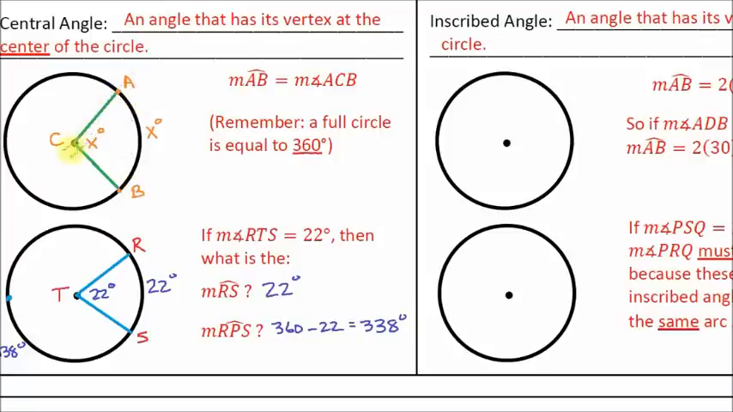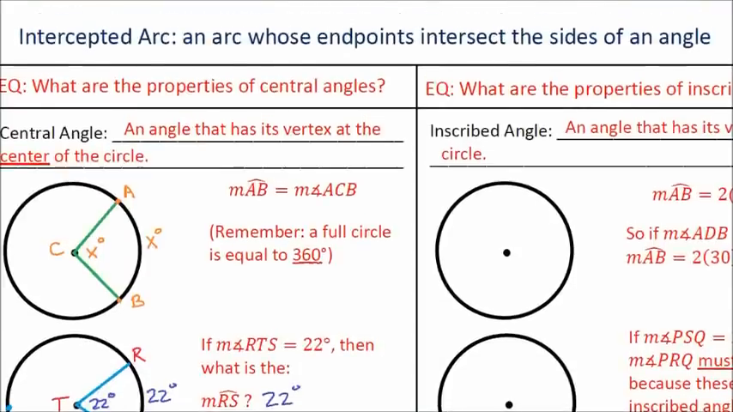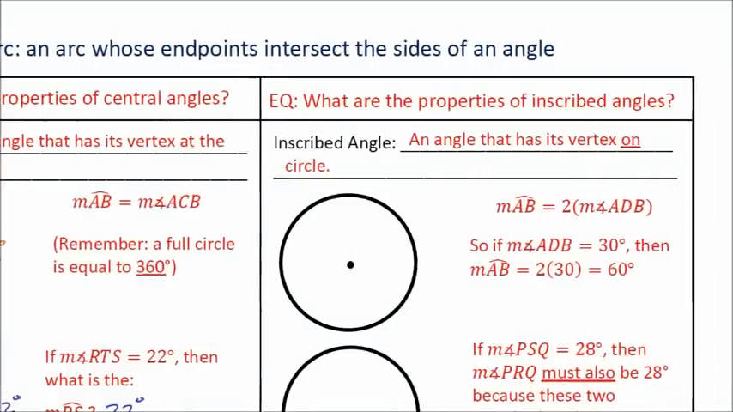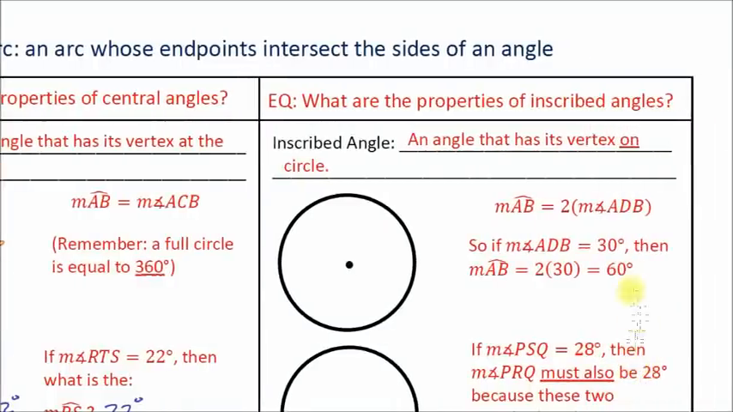Kind of imagine cutting out a piece of a pizza. When you cut the piece of the pizza out, the crust is the intercepted arc. Here's another piece of pizza. We cut it out of an entire pizza. The crust is the intercepted arc, which is in this case RS. So that's what an intercepted arc is. It's an arc whose endpoints intersect the sides of an angle. All right, back to this part. How about inscribed angles?